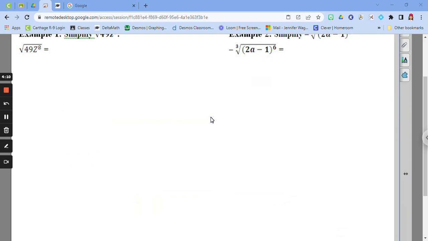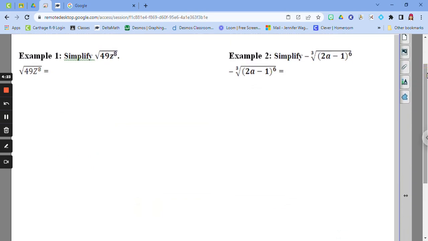But let's take a look at this. 49 z to the 8th. We are dealing with a square root. So I can break this up. 49 is 7 times 7, and there are 8 z's. 5, 6, 7, 8. That's what's really going on there. My index is 2. So let's take a look at how many groups of 2. I have one group of 2 on the 7s. I have 1, 2, 3, 4 groups of 2 on z.